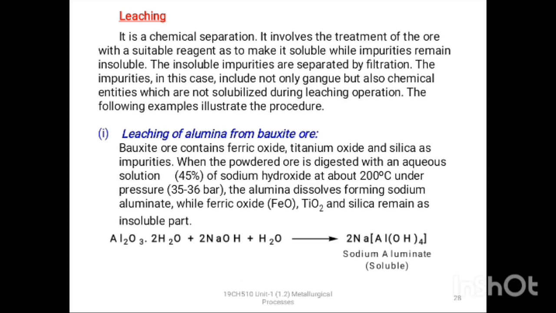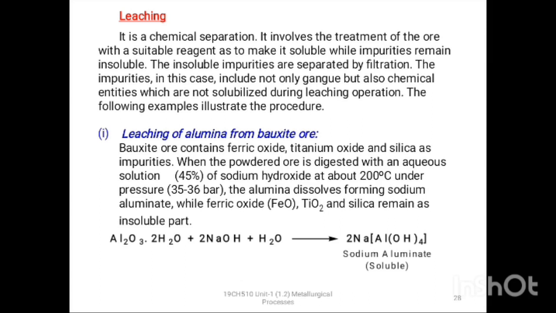The impurities in this case include not only gangue but also chemical entities which are not solubilized during the leaching preparation. Here we have given one example: leaching of alumina from bauxite ore. The bauxite ore contains many other contaminants, from which only the alumina Al2O3 and dihydrate alumina can be treated with sodium hydroxide in the presence of water and converted into sodium aluminate, which is soluble in water.